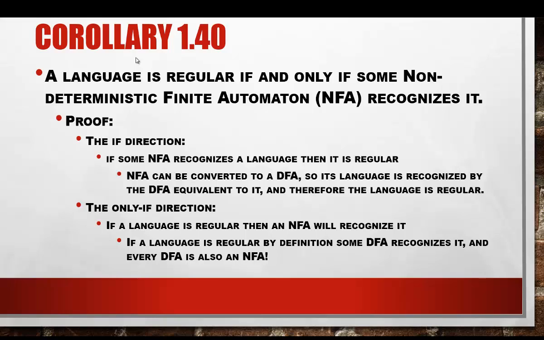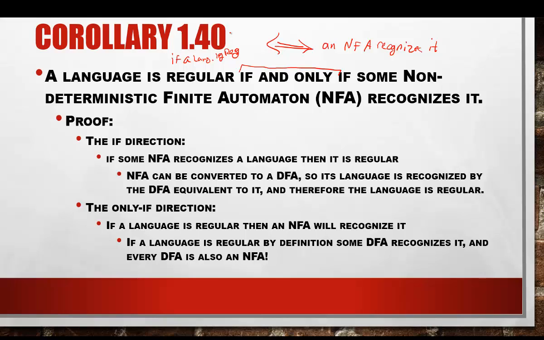Now, this corollary actually is two statements in one. Notice the if and only if statement here. It's basically a bidirectional implication. It states that if a language is regular, then an NFA recognizes it. And backwards, if an NFA recognizes a language, then that language is regular. So we have to prove both directions.